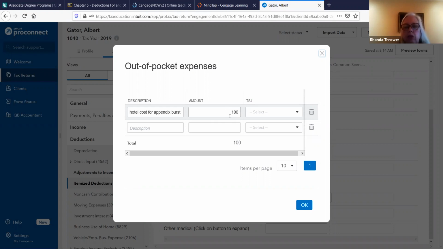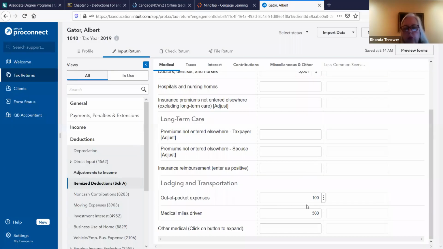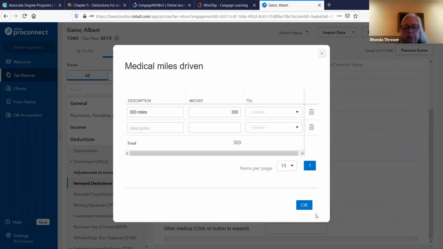So you're limited on your hotel cost. And so it's $50 per night. Since there were 2 nights, 50 times 2 is $100. That's the amount we would record for the out-of-pocket expenses for the hotel cost. Also down here, notice it's got a place for medical miles driven. And so again, you can expand the box.